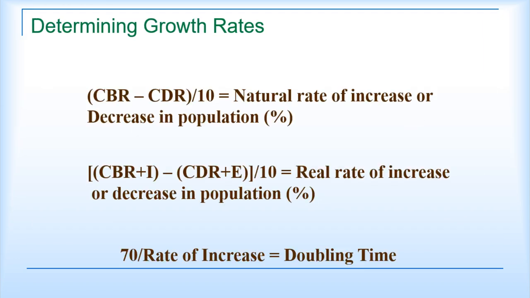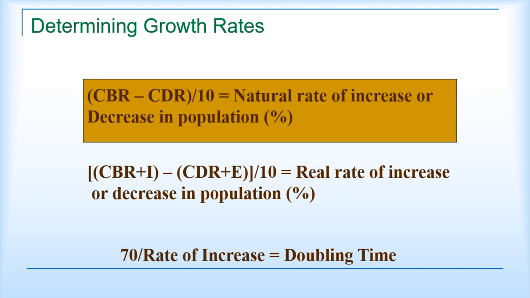Then we can use the birth rate and the death rate to determine the growth rate. And we'll start with the natural rate of increase. Natural means that no one is coming in and no one is going out. So for instance, the population of Earth, you would calculate the natural rate of increase because no one leaves Earth and no one comes to Earth, right? It's a closed population.